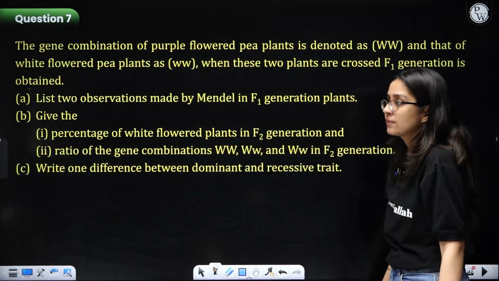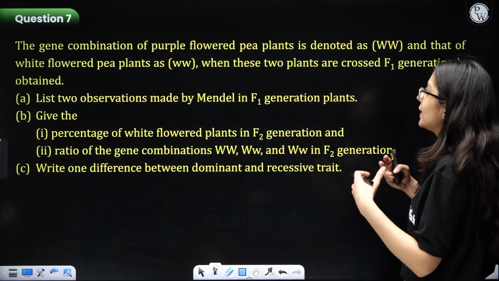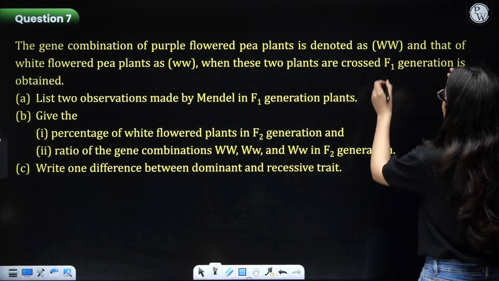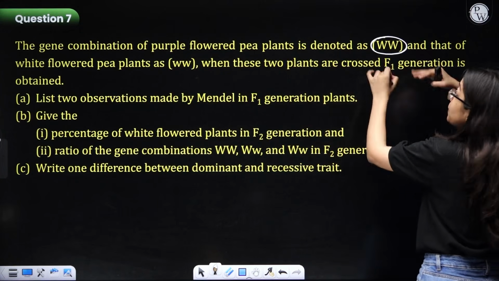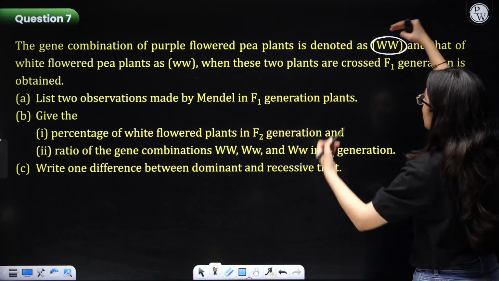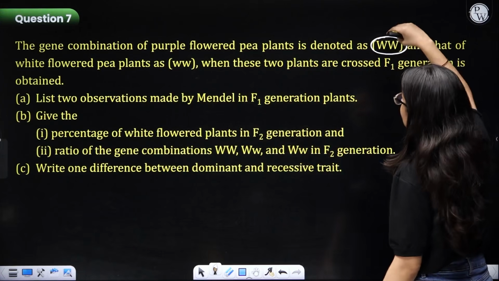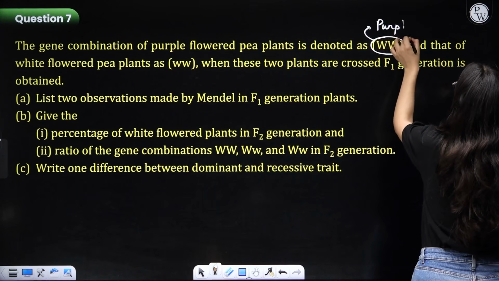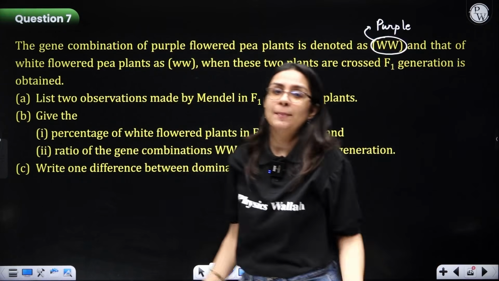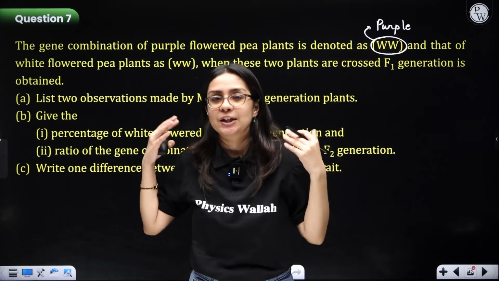Coming to the next question, the gene combination of a purple flowered pea plant is denoted as capital W. This is the gene combination of the pea plant which has purple flowers, and purple is shown by capital W, which means it is dominant. Now don't ask, ma'am, why have they not used capital P? It is again the need of the question.